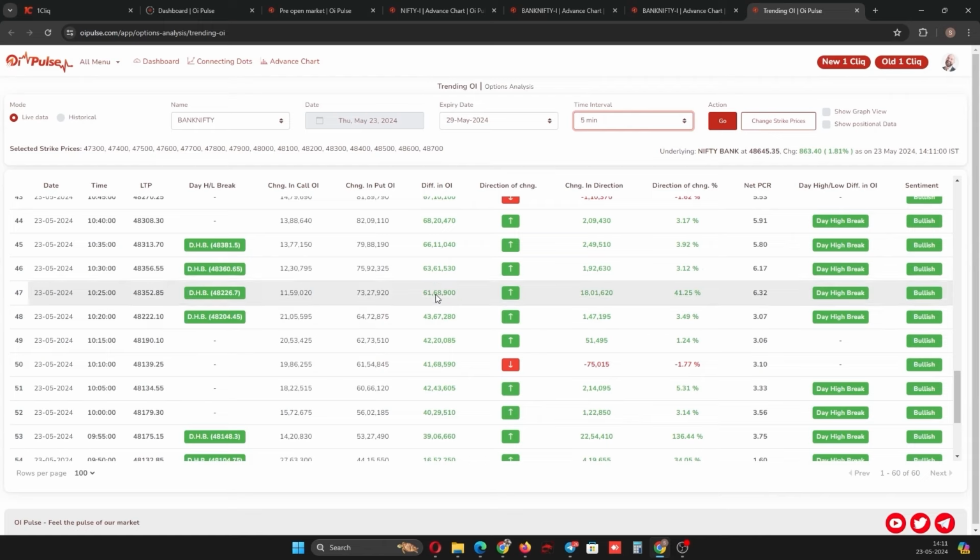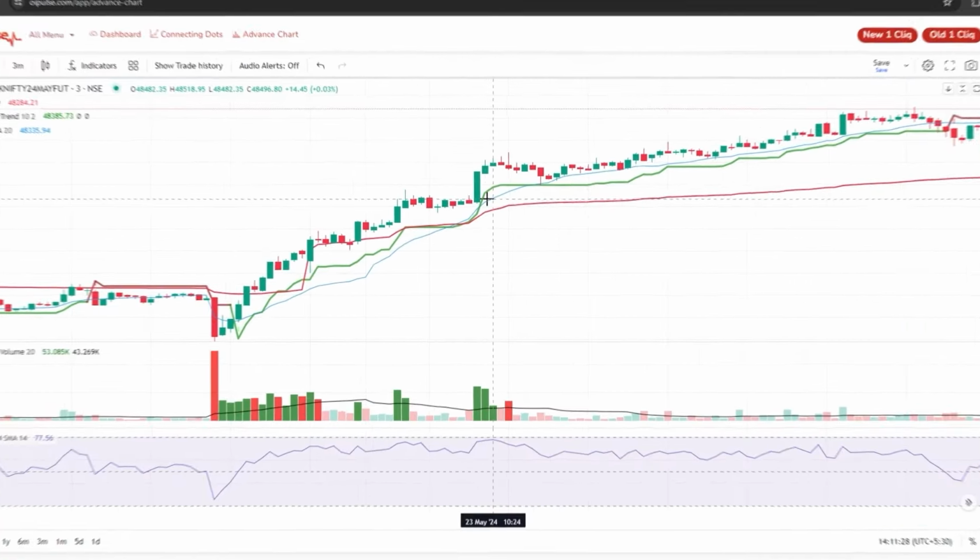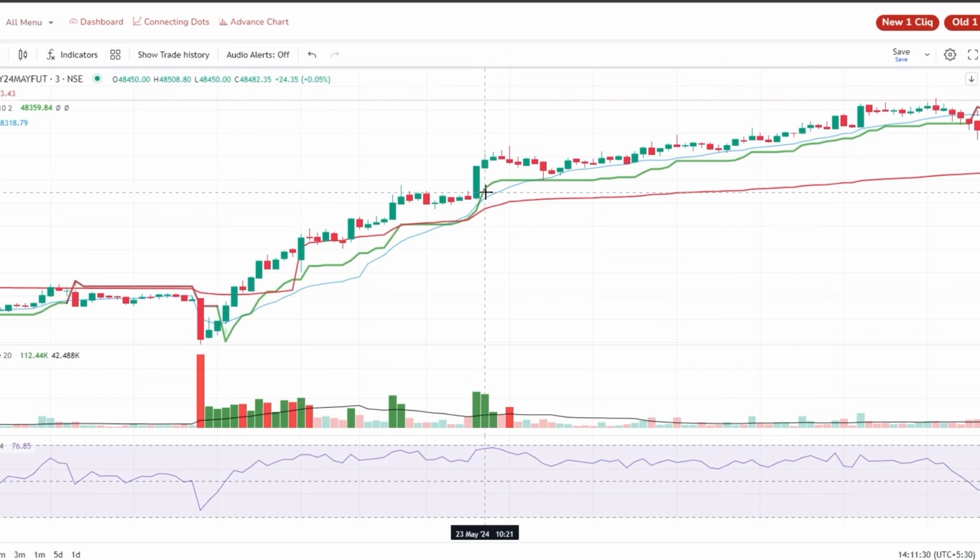Okay, so this is a clear indication that large players are also betting that the market will be on the call side. So for this entry, the time is also above 9:45. RSI, VWAP, WMA, everything is matching and open interest is also on our side. Okay, now we can enter on this third candle.